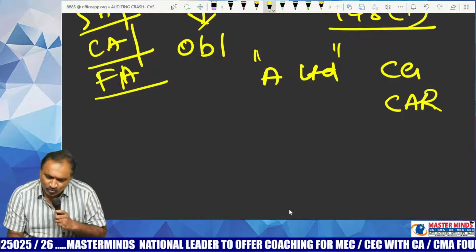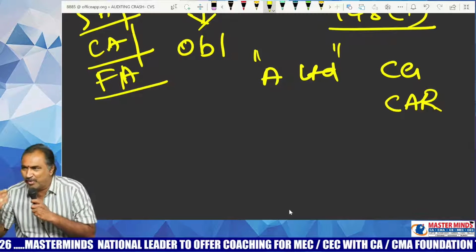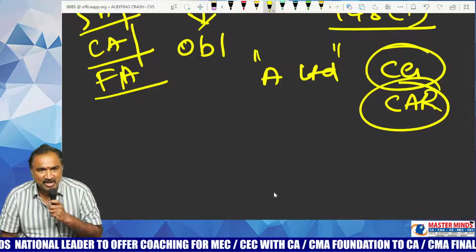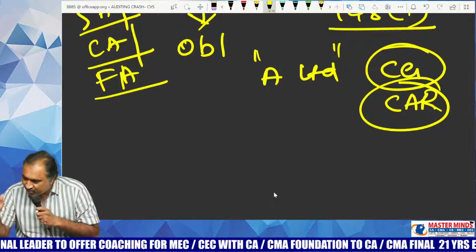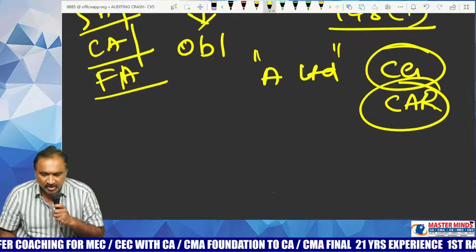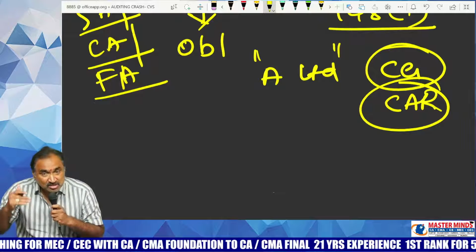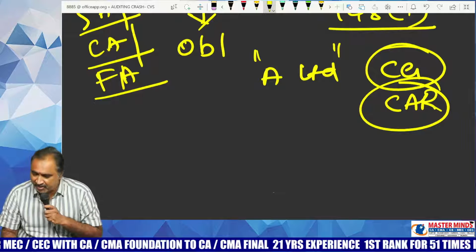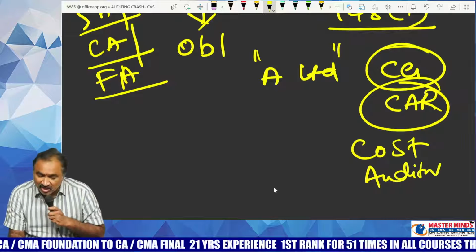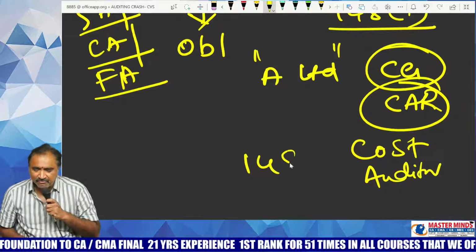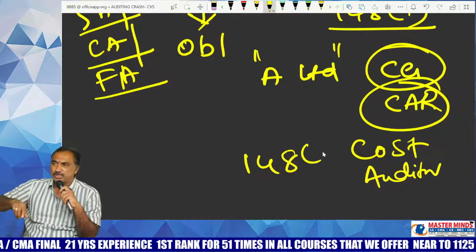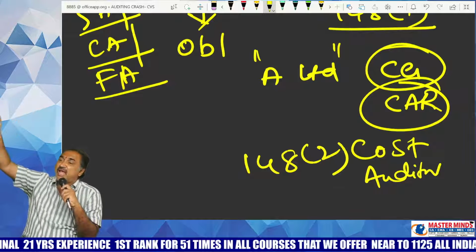Case number 2, you were the auditor of A Limited. During the course of audit, you came to know that the company has been directed by central government to make and maintain cost accounting records. Now, the auditor of A Limited wanted the company to provide cost accounting records to them, but the company denied access of cost accounting records to the auditor on the ground that some other person has been appointed by the company as the cost auditor of the company, as the cost auditor under section 148 subsection 2 of the Companies Act. So the company appointed you as the financial auditor, and appointed some other person as the cost auditor.